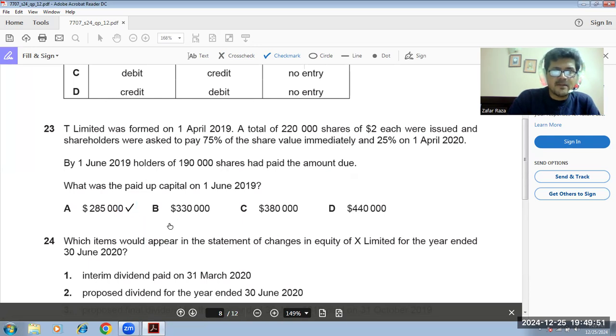Again, I'm repeating myself. Whatever we receive, we are going to keep 75% only as paid up capital. So we are receiving 190 multiplied by $2, that is 380,000, but we'll keep only 75% of the receiving amount as paid up capital. Okay.